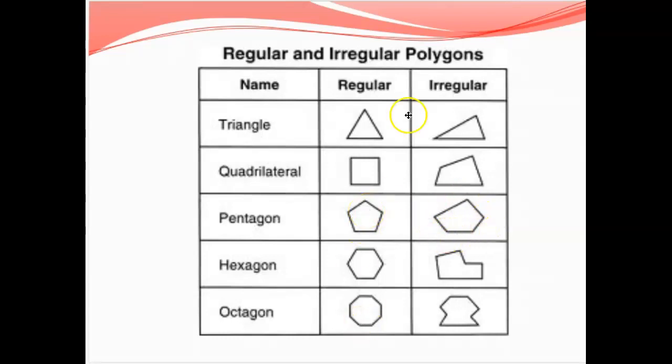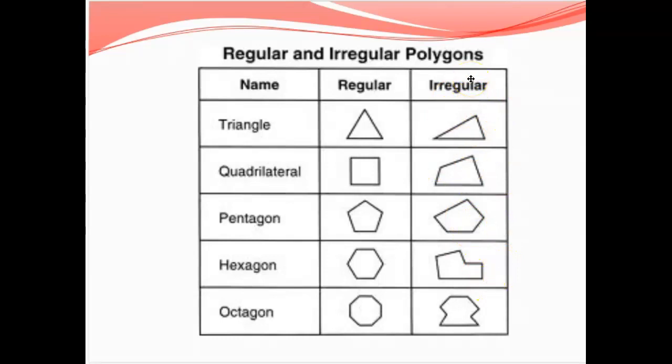Something to pay attention to about regular polygons as well is that all the angles are the same as well. So if we measured the angle, they all are the same size. No angle is bigger than another angle. Here we have some angles that are big, some angles that are small. That's okay because these are irregular.